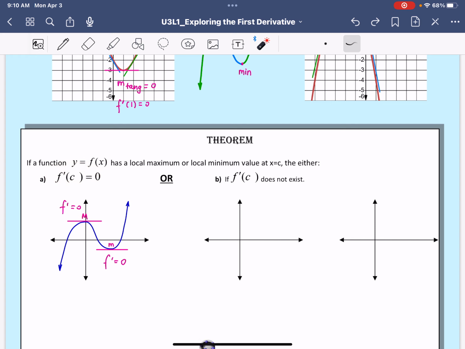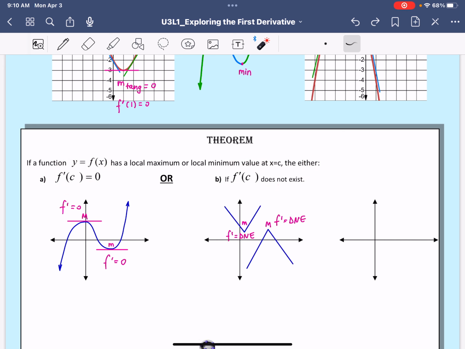In some cases, the function may be continuous at the point where it reaches a min or a max. However, the derivative may not exist. So therefore, based on this theorem, we're going to say that the function has a local min or max when either the derivative is 0 or the derivative doesn't exist. So let's look into this a little bit in more depth.